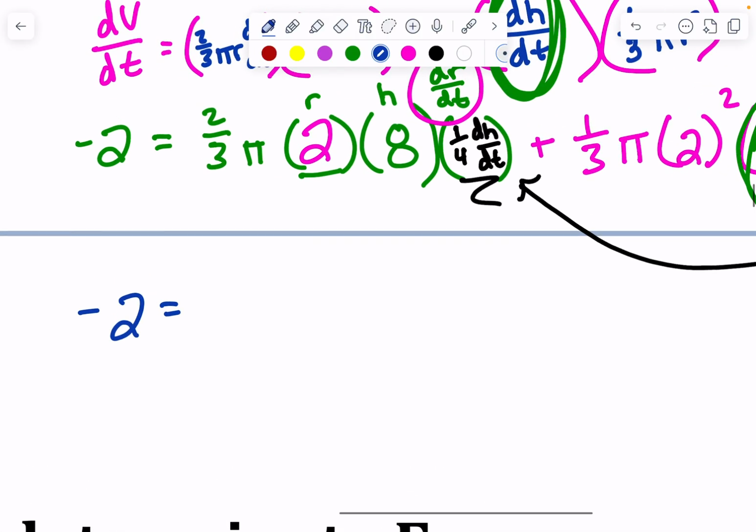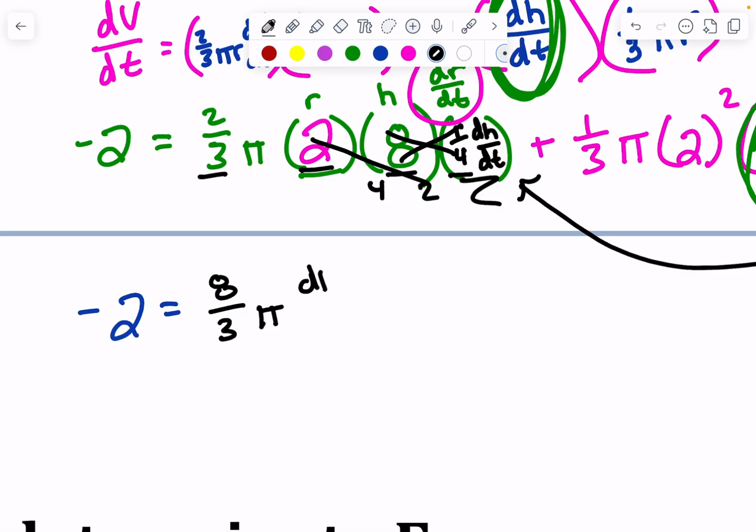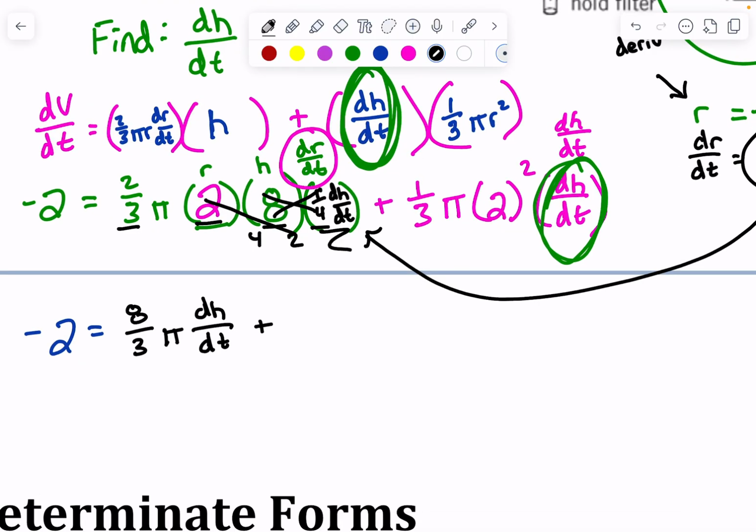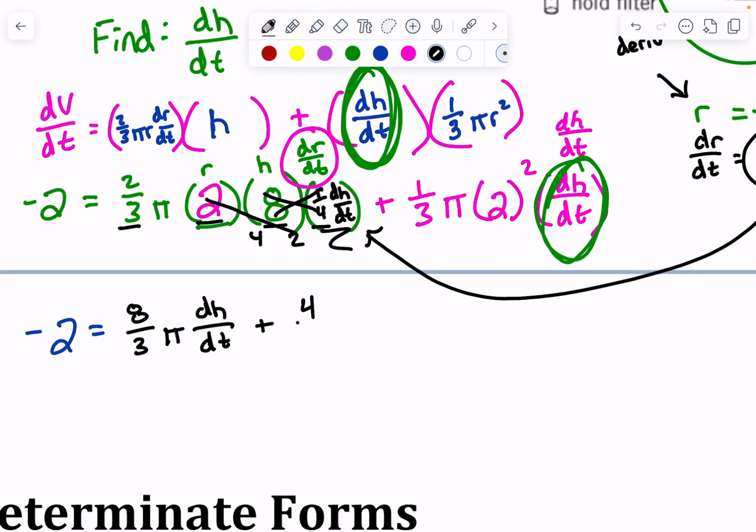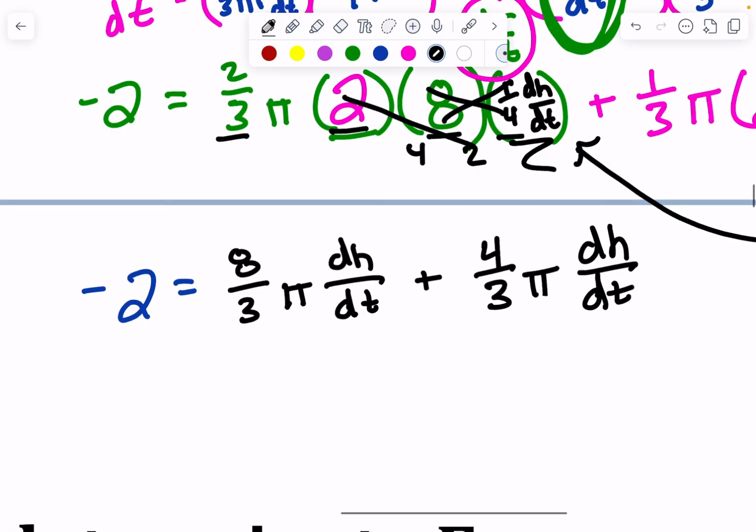Okay. All right, so let's put stuff together. We've got 2/3 times 2 times 8 times 1/4. 8 and 1/4 makes 2, so that is 4, and that's 8/3 pi dH/dt. Plus, what will that be? 4/3 pi dH/dt. Okay, we're so close. Those are like terms, right? What's 8/3 plus 4/3? So -2 equals 4 pi dH/dt.